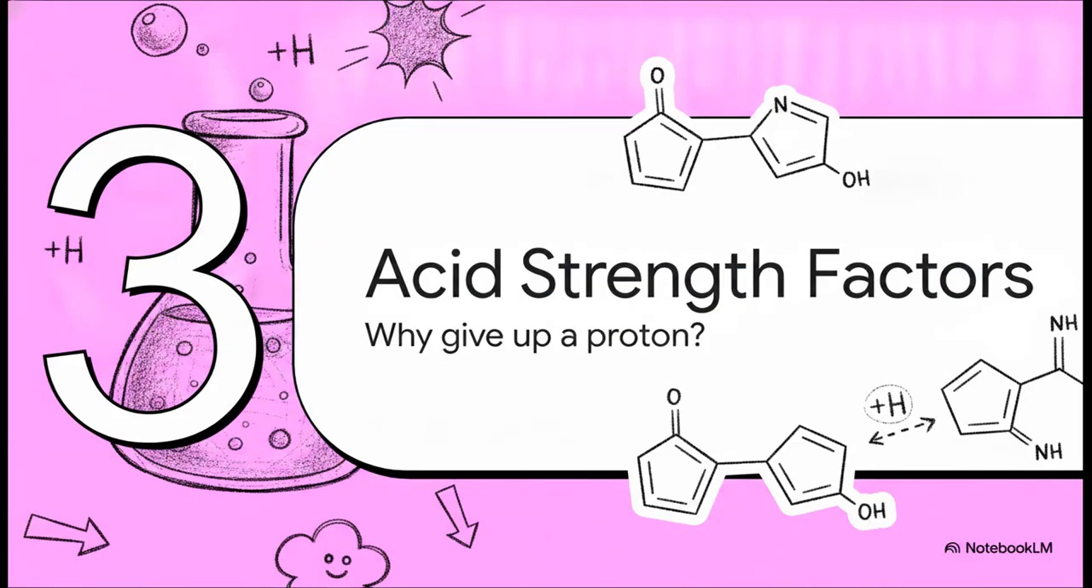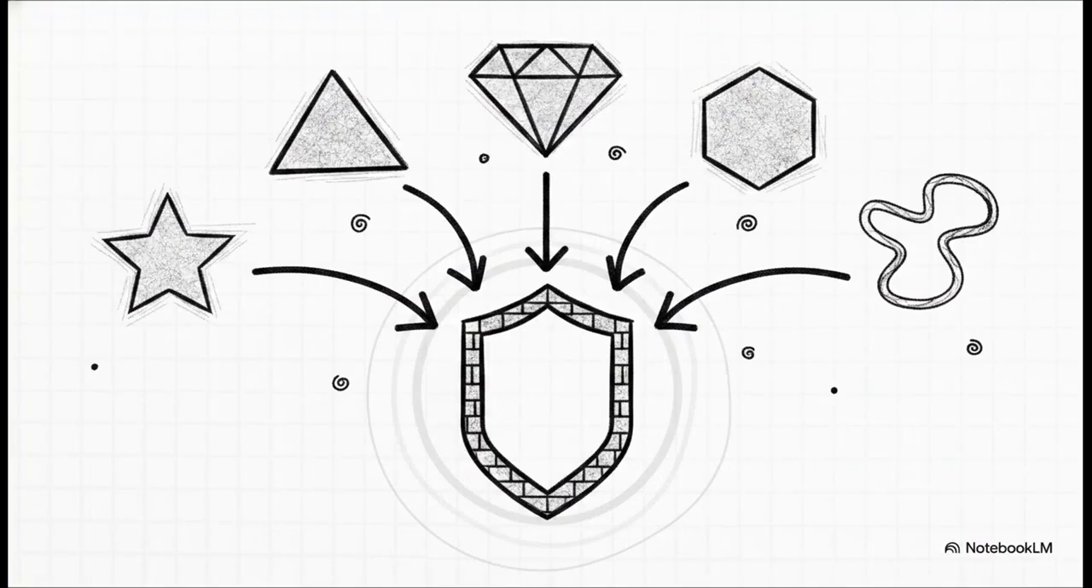All right, Section 3, acid strength factors. We know how to measure strength, but what actually causes it? Why does one molecule easily give up a proton while another holds onto it for dear life? We've got 5 main structural factors that dictate acidity. The overall structure, electronegativity, hybridization, the inductive effect, and resonance stability.